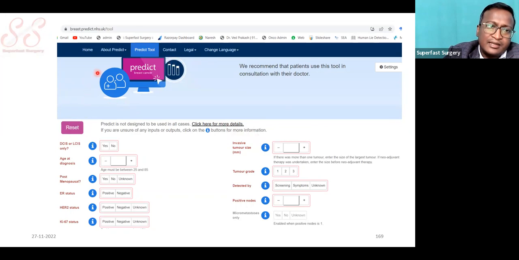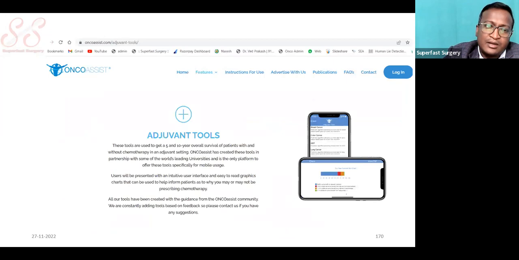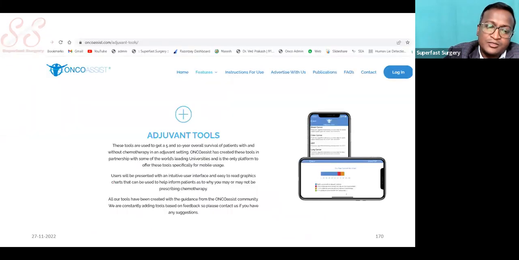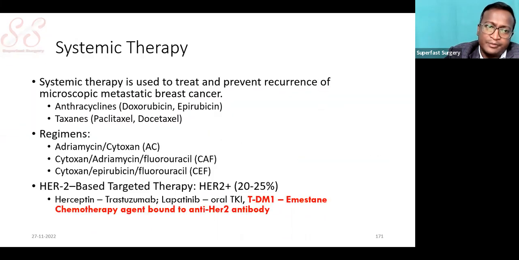But there are some other cheap tools also, like PREDICT score. These are online tools we can use. Fill up this data, the website name is given here, and then you can calculate the recurrence score and determine the adjuvant score. This is another online tool. You can just use this website link and then know which patients should receive which kind of adjuvant chemotherapy.